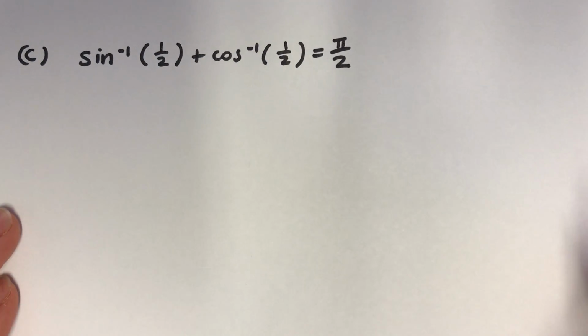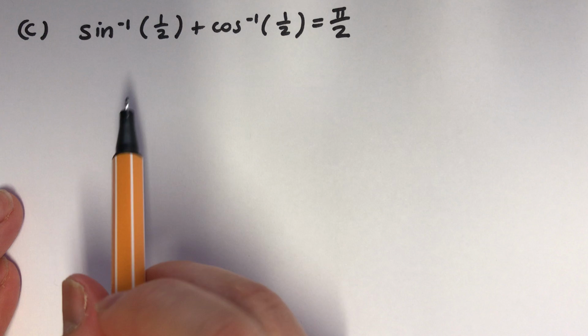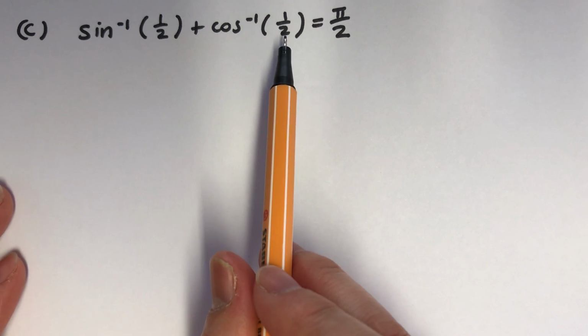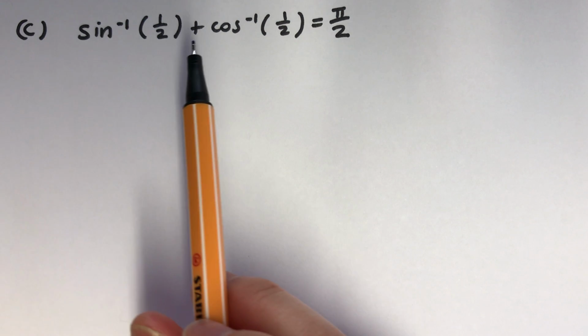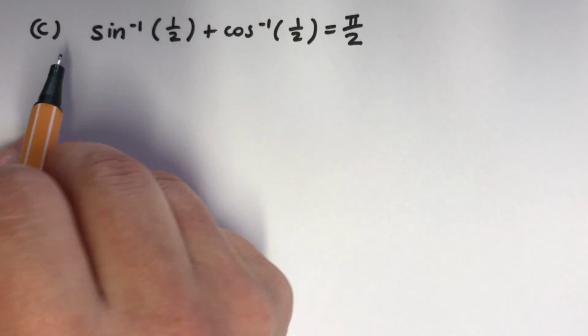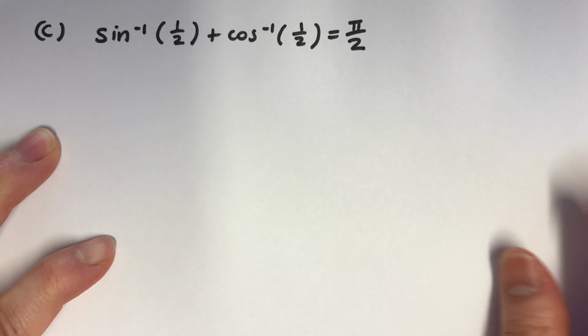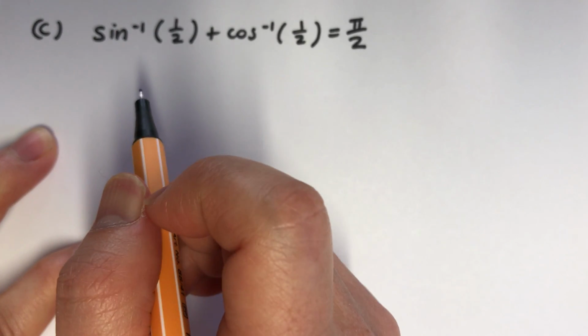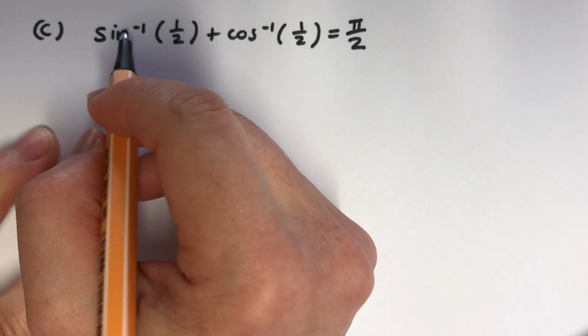Part C, very similar, but I'm not going to use what I've done with let a equals that, let b equals this, because this is the exact value, which is easier to substitute. So I'm going to go inverse sine equals, we could use the same as b, but I'm not going to use it because it's exact value.